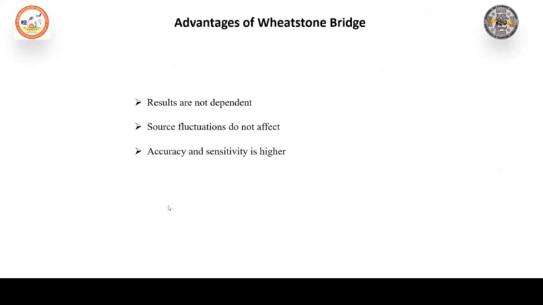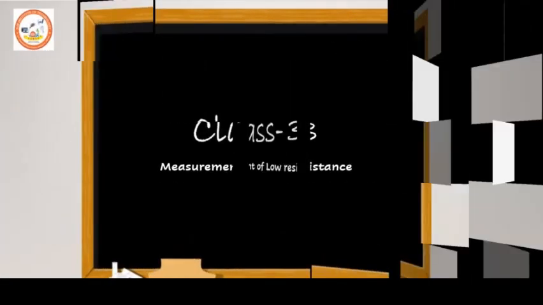The second advantage is that the source EMF and inaccuracies due to source fluctuation will not affect the balance of the bridge. Hence, the corresponding errors are completely avoided. The final advantage is that due to the null deflection method used, the accuracy and sensitivity will be higher than direct deflection meters. So these are a few advantages of the Wheatstone bridge.